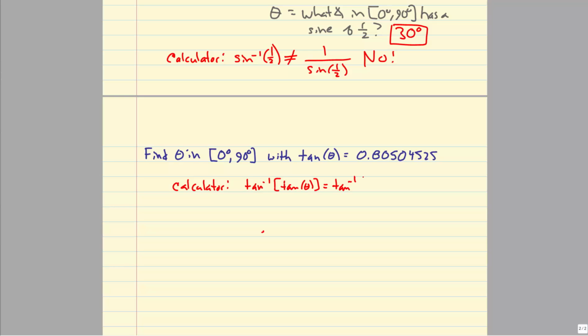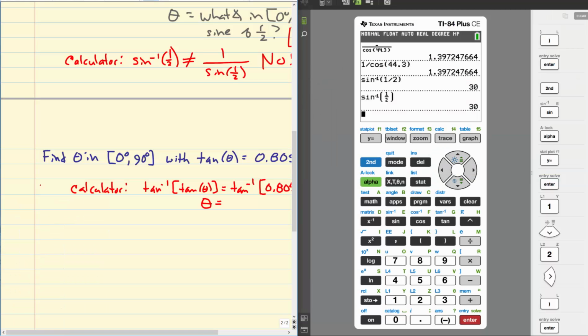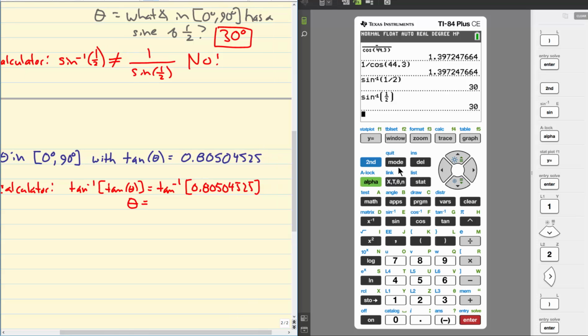And on the right hand side, this is asking the question, what angle has a tangent equal to 0.80504525? Now over here on the left, the inverse tangent and the tangent, you can think about them as canceling. And let's get to our calculator. So we need to find our arctangent or inverse tangent, and it's above the tangent key. So we go secant inverse tangent, and then put in that decimal, 0.80504525, and close parenthesis.